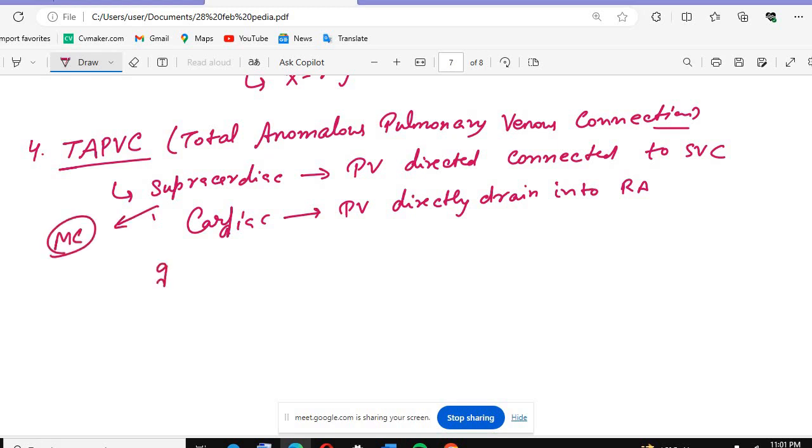There can be the infracardiac type as well. We call it infracardiac if the pulmonary veins drain into the inferior vena cava. That is also known as infracardiac TAPVC.